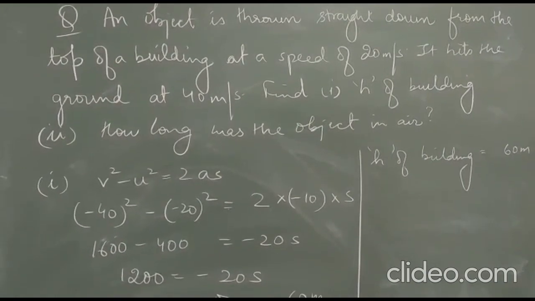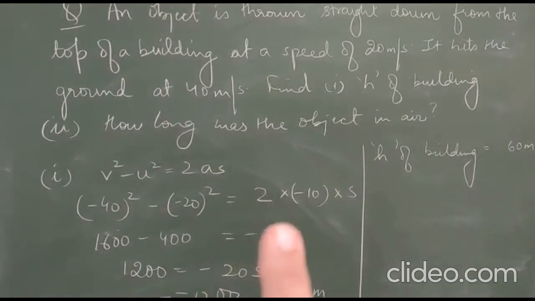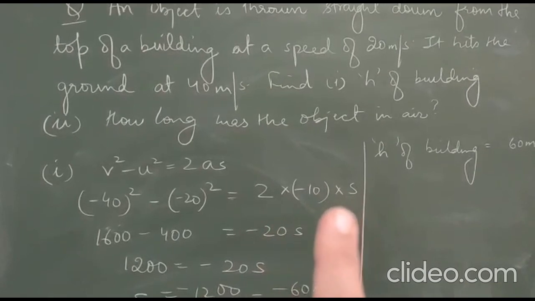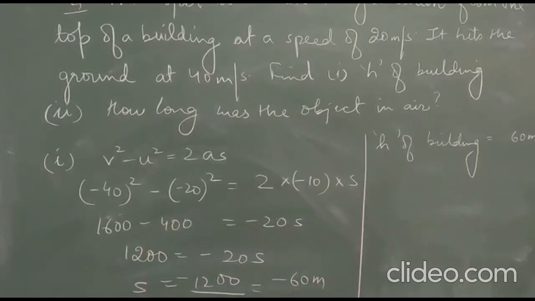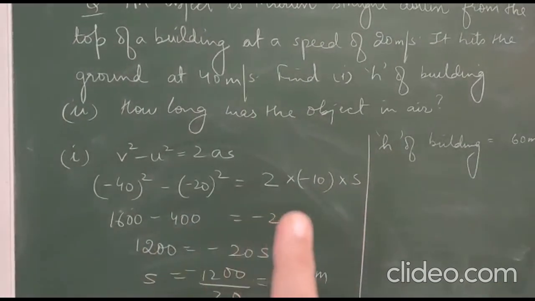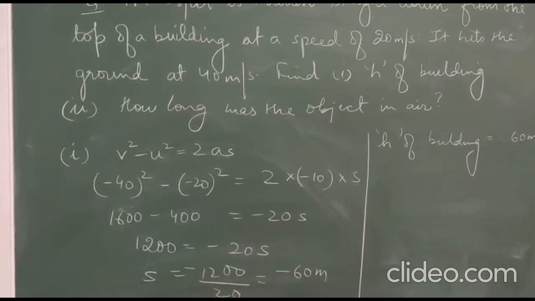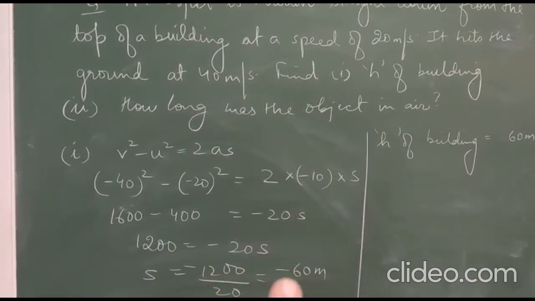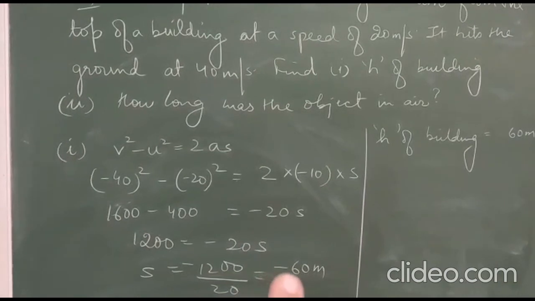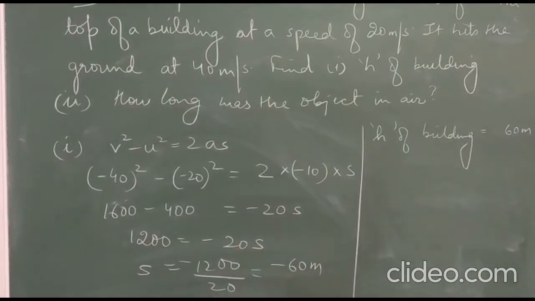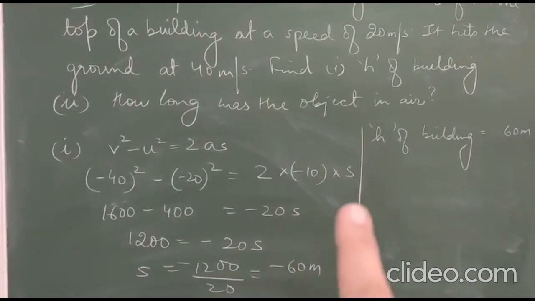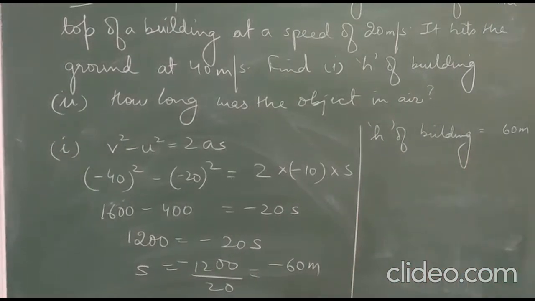So to find the height, v is given, u is given, a we know in free fall, so s is to be calculated. We use the third equation. So v square minus u square is 2as. Substituting the values, we get displacement is minus 60. Now minus is here because it is moving in the downward direction. Displacement is a vector quantity. So we can simply write height of the building is 60 meters.